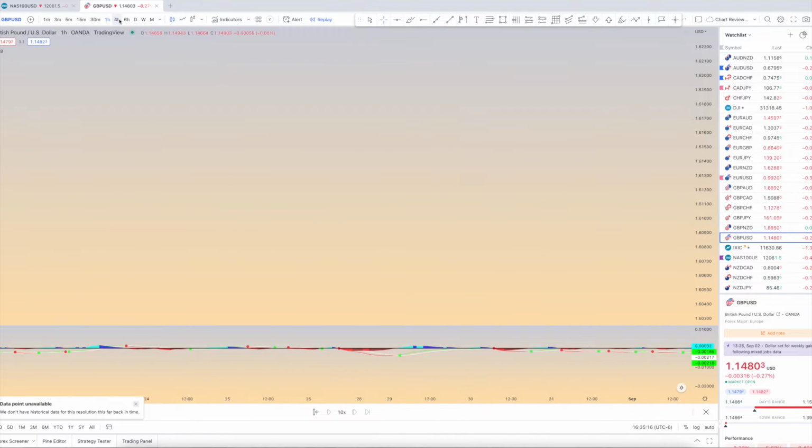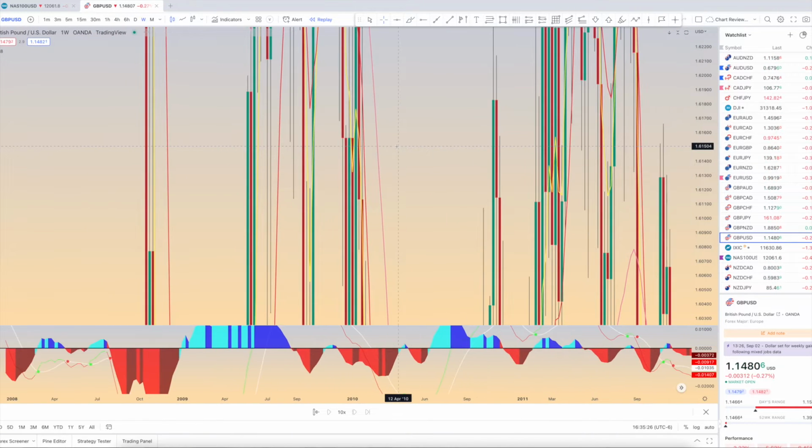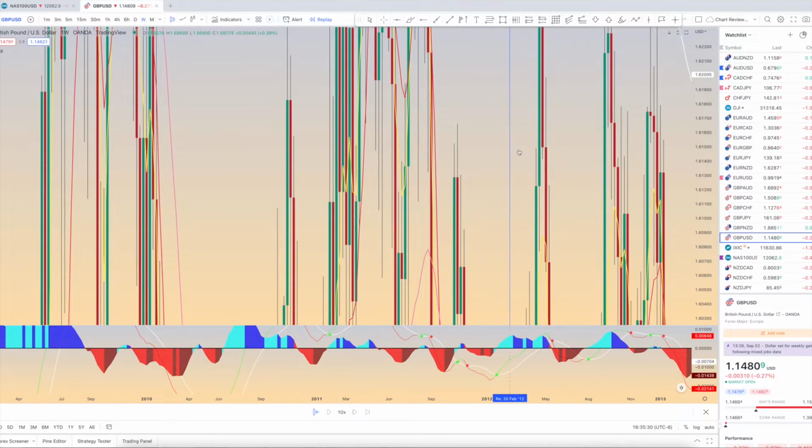Oh, data point unavailable. So there we go. Now I have to do that entire reversal again. Hopefully I don't see anything I don't want to see. Hang on a second. So 2012, that's where we were at. So I'll hit the replay. 2012. We were around September right here.